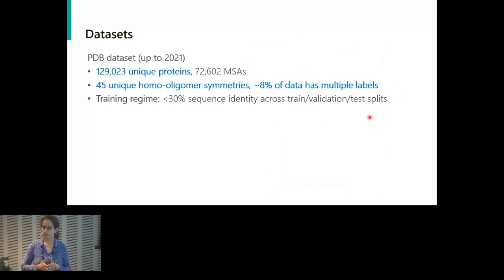Given this data set of 130K unique proteins, we set up a training regime where we create splits using a sequence identity cutoff of 30%. What this means is that a given test protein has at most 30% sequence identity to any protein in the training or validation sets.